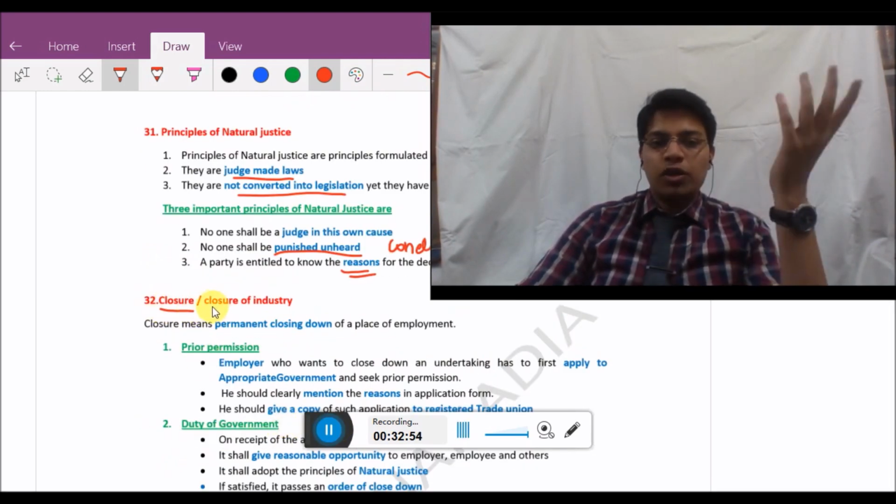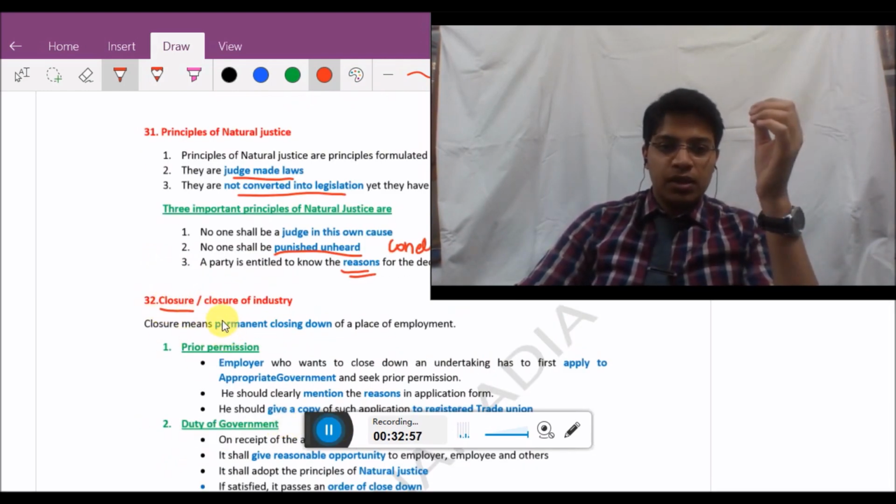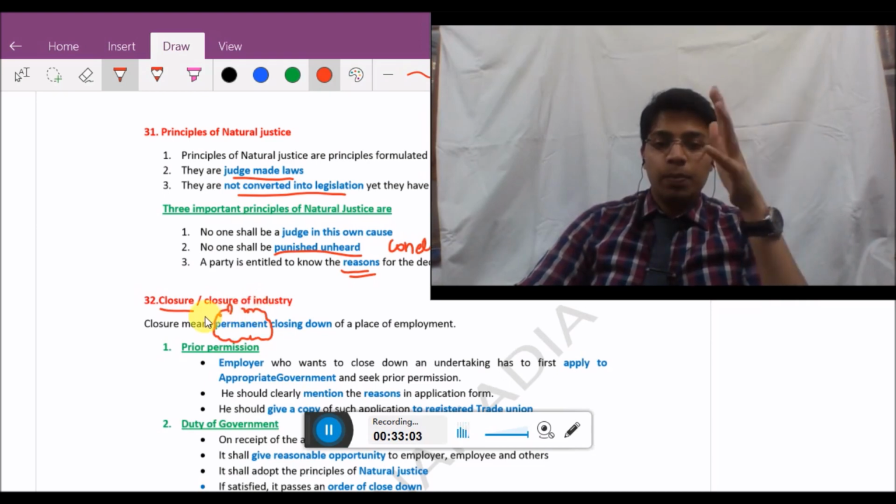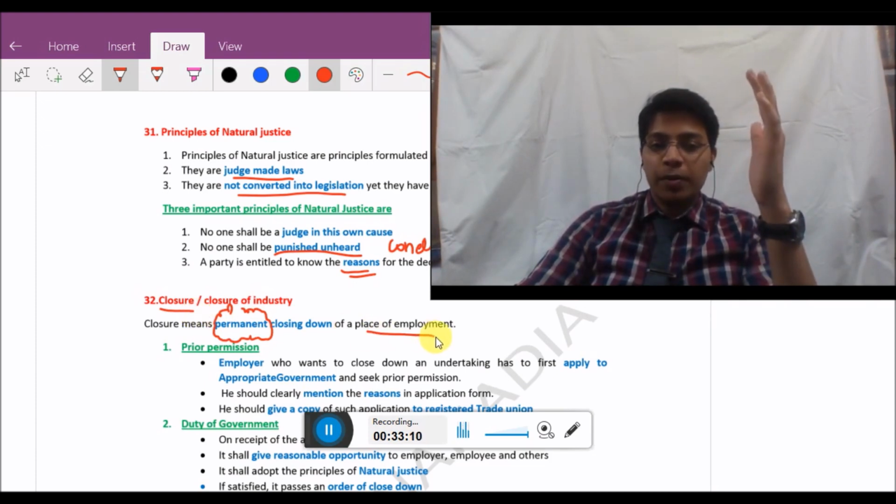Closure of industry. Closure means permanent closing down. Till now we were seeing the concepts of temporary close down. Closure is a permanent closing down of a place of employment.